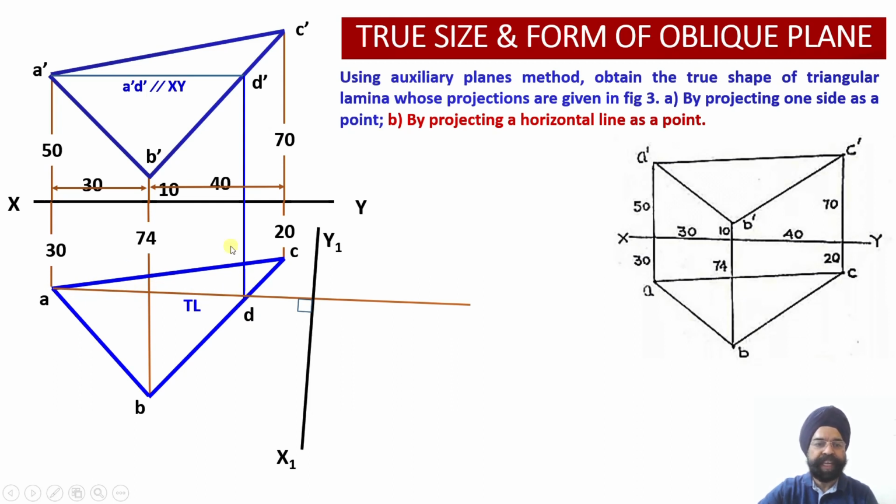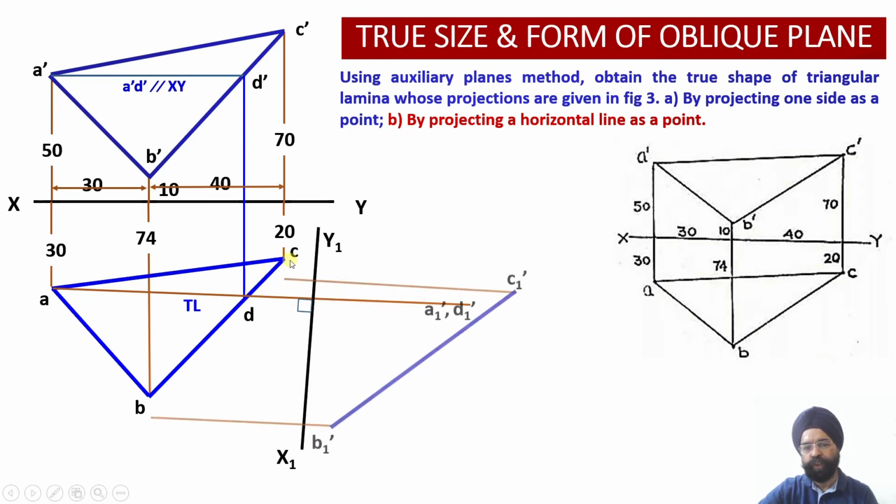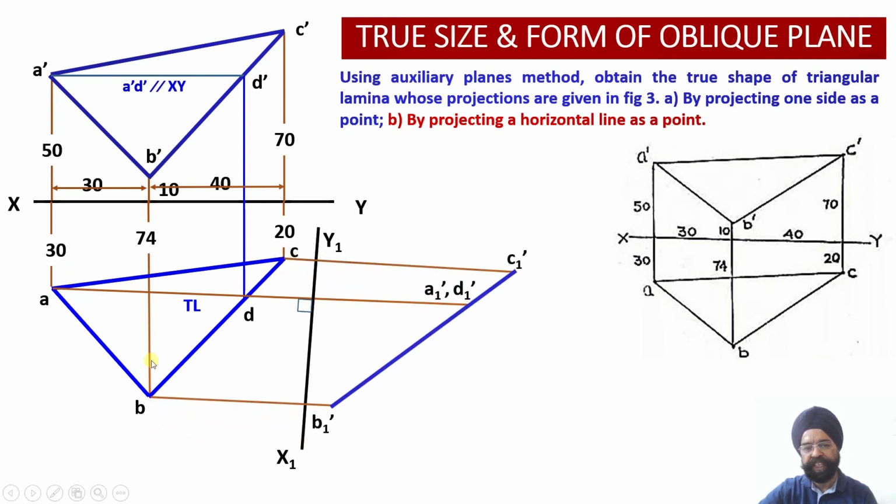So out of the various edges, we have been able to obtain the true length of one of the edges of this particular triangular lamina. So we go perpendicular to this true length, and now we are going to project all these points onto the first auxiliary plane, and let us see how these distances are obtained. Please check. Distance of B, this is 10 millimeter. So this is elevation, this is plan.